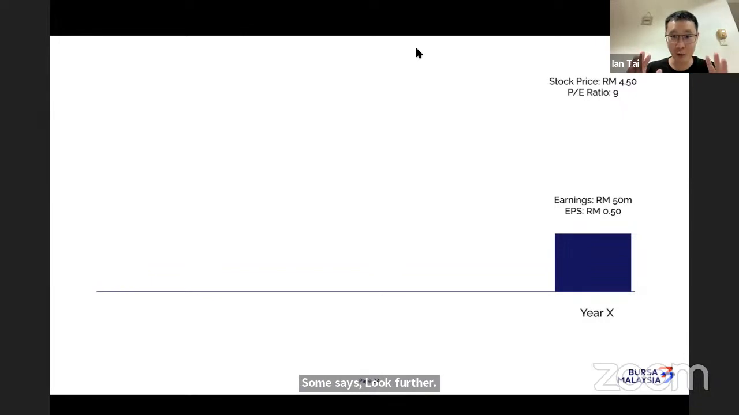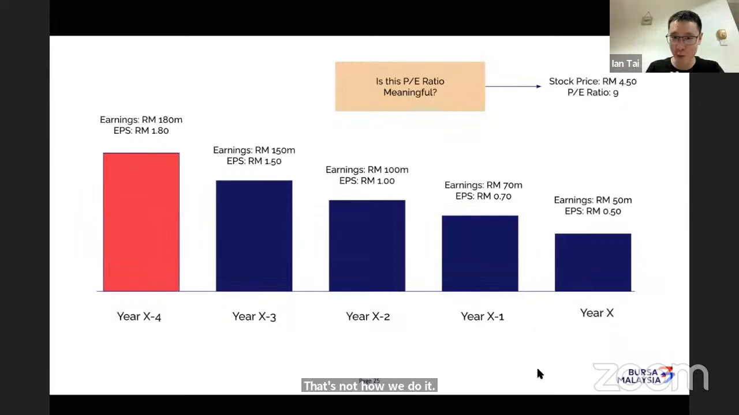As an investor, we should always look further. We don't just look at the latest earnings and decide straight away. That's not how we do it. We should look back at this stock 1 year before, 2 years before, 3 years before, 4 years before. So this is how the earnings look like.